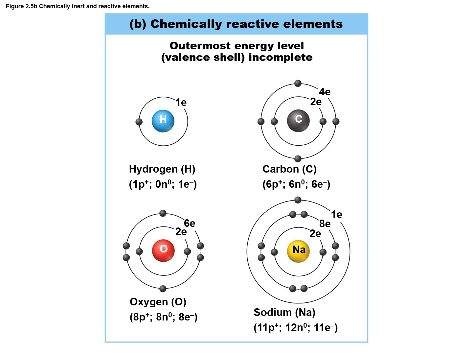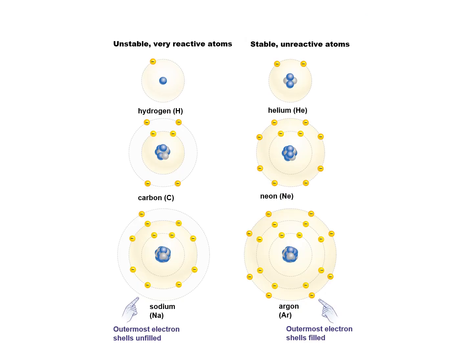are going to be unstable and incomplete, and they're going to want to react with each other, with other atoms, to either eject, share, or gain an electron so that they can be happy, or stable. And again, this is all in service of satisfying that octet rule. This is not from your book.